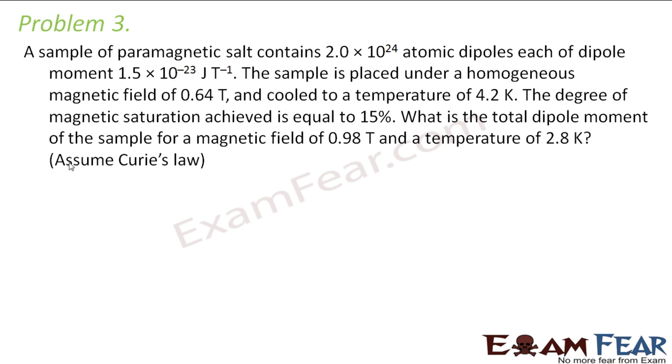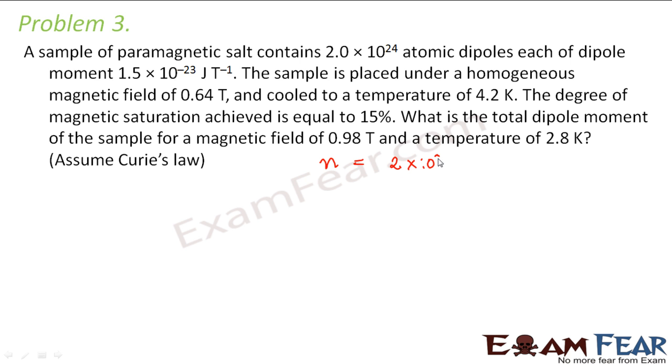It says that a sample of paramagnetic salt contains 2 into 10 to the power 24 atomic dipoles, each of dipole moment 1.5 into 10 to the power minus 23 joule per Tesla. So what is the number of atomic dipoles?